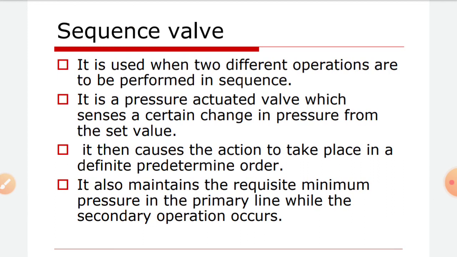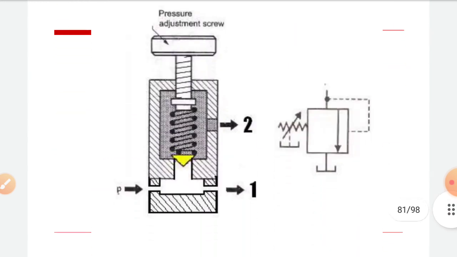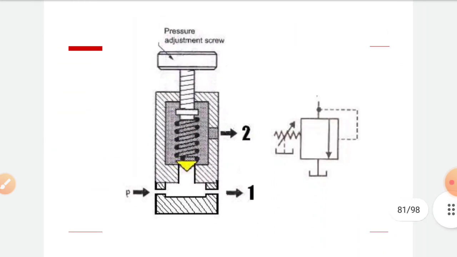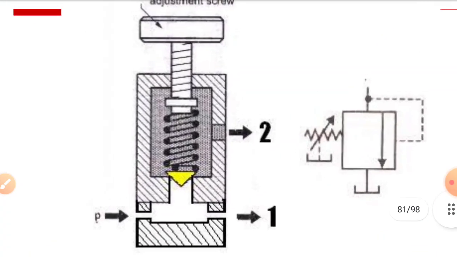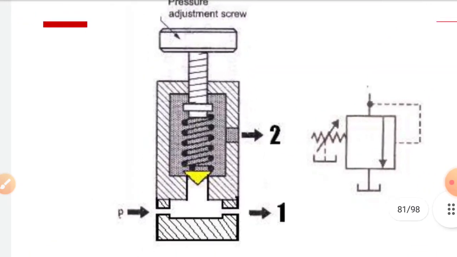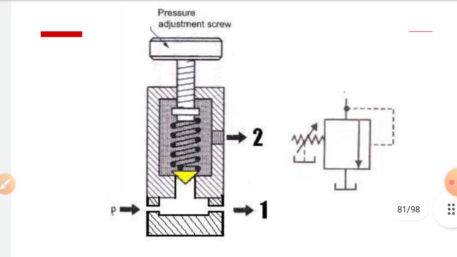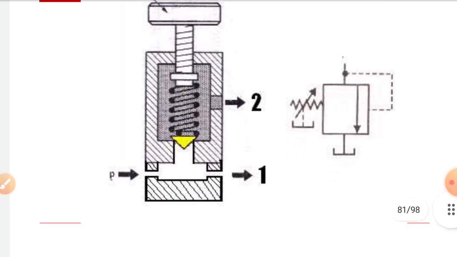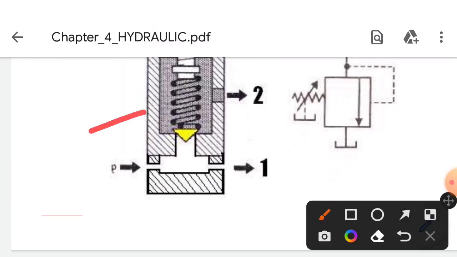Okay, this is the information of a sequence valve. Next is the construction of a sequence valve. So this is the basic construction we show here. And second point is, this is the cross sectional view of the sequence valve, and this is a symbolic presentation of a sequence valve. We can use those types of symbols in hydraulic as well as in pneumatic circuits.